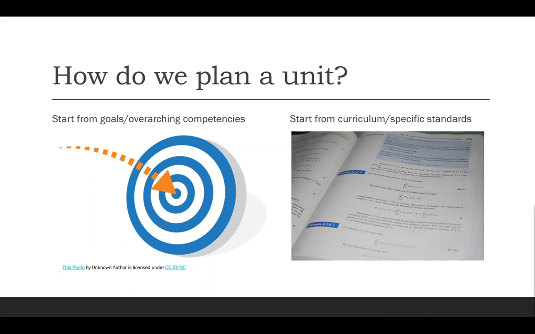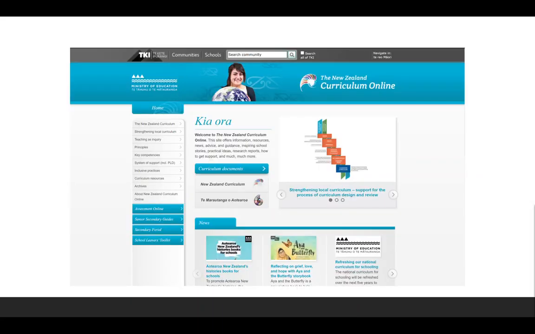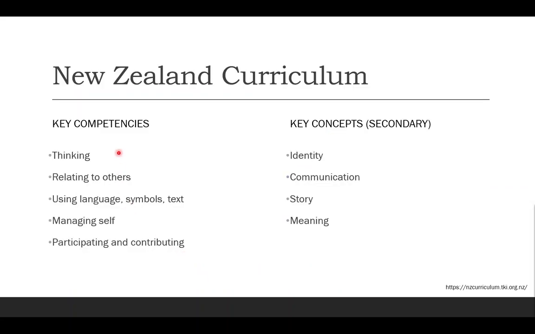So I was trying to explore resources that can help us understand this better. And I came across this New Zealand curriculum online, which I asked you all to review. I found it really interesting to see how they broke down their curriculum. Overall, they had these key competencies, and these go across all subject areas: thinking, relating to others, using language, symbols, and text, managing yourself, and participating and contributing. That went over all subject areas.